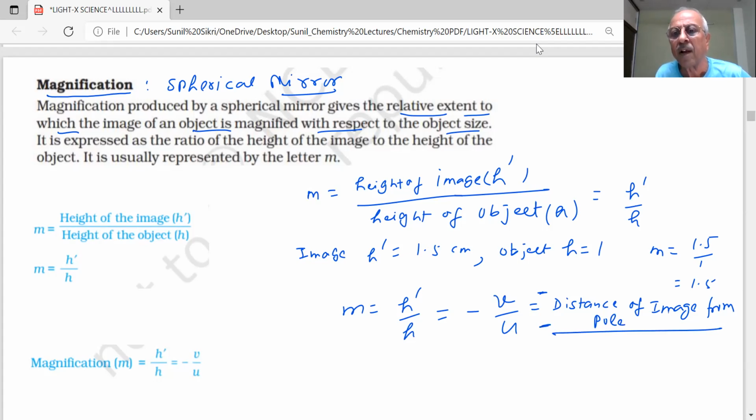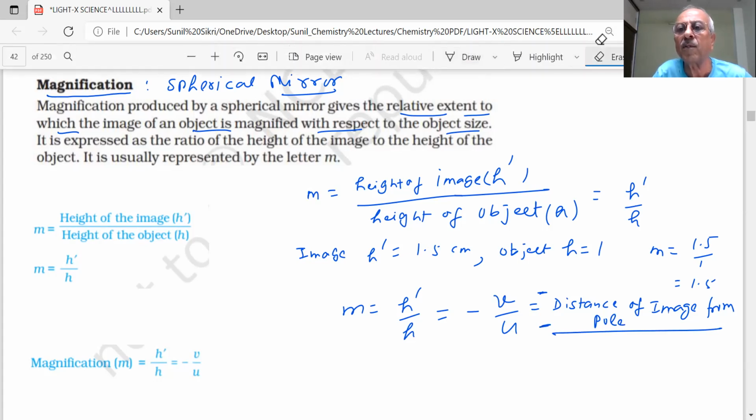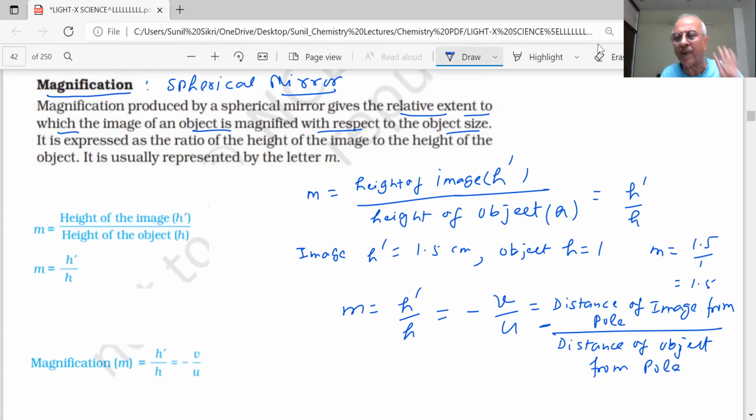Okay? So that there is no confusion. Divided by, students, the distance of the object from the pole. We always measure distances from the pole. Sign convention will apply as per the rules told to you. Sign convention is always as per the rules which we have told.